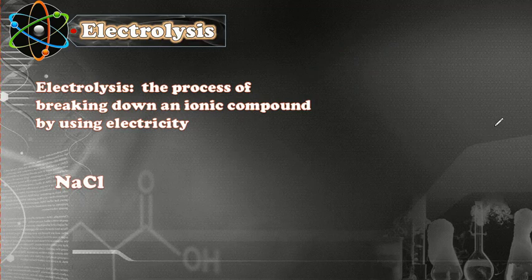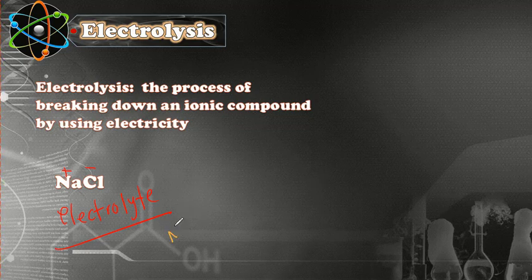So we have NaCl. We want to break down this substance, NaCl. It is an ionic compound, positive and negative. So NaCl, we call it electrolyte. Electrolyte is a substance which can be broken down by electrolysis. Electrolyte is the substance which we want to break down by electrolysis.